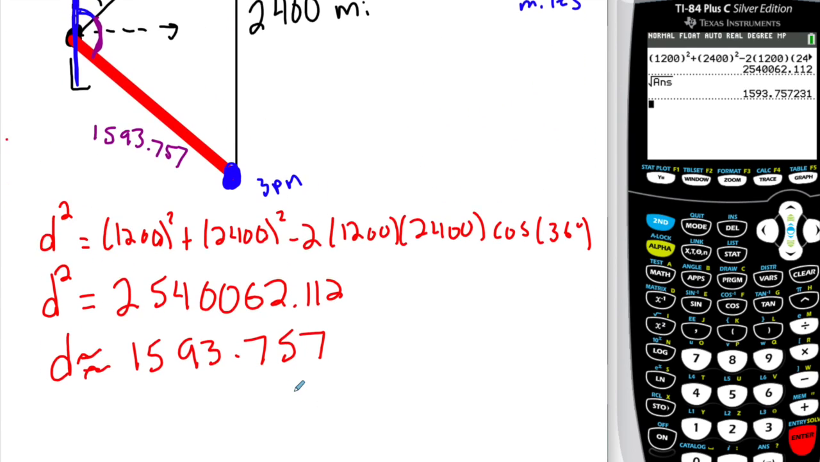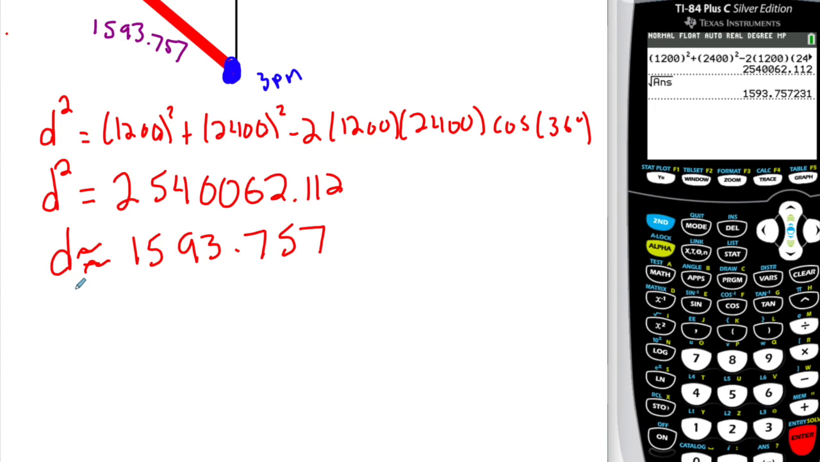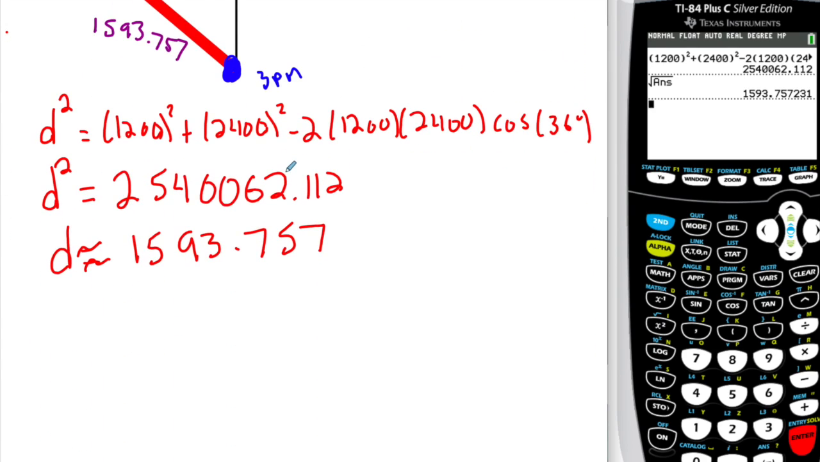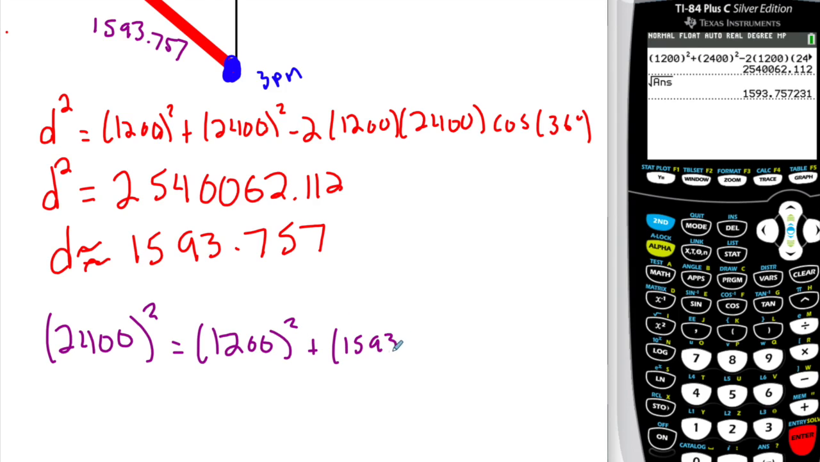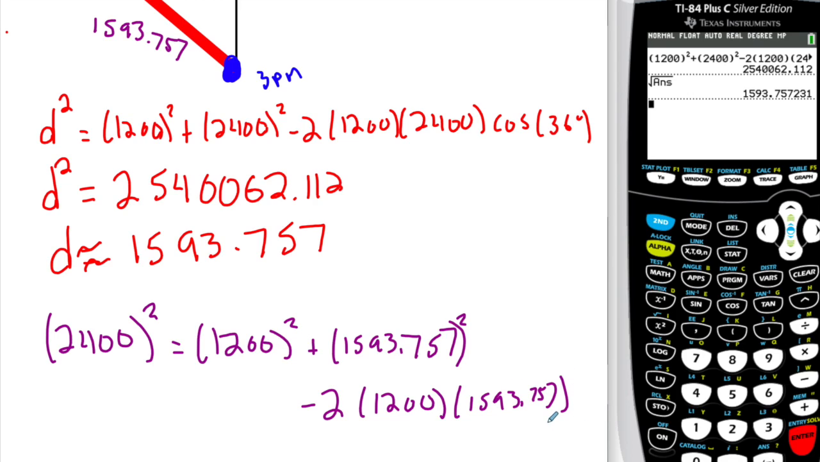So now I'm going to find the purple. What I know is, I look across from the purple, I see 2400. So 2400 squared equals my first side, 1200 squared, plus, now I use my 1593.757. Again, I'm not plugging in the exact number, I'm plugging in a good enough one. Minus 2 times 1200 times 1593.757 cos theta, the thing I don't know.